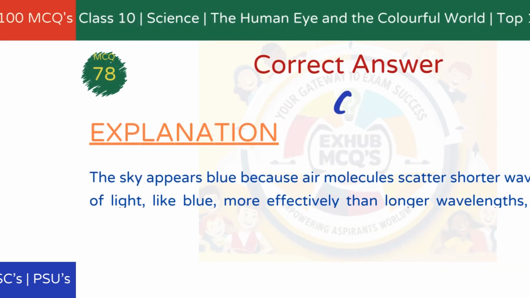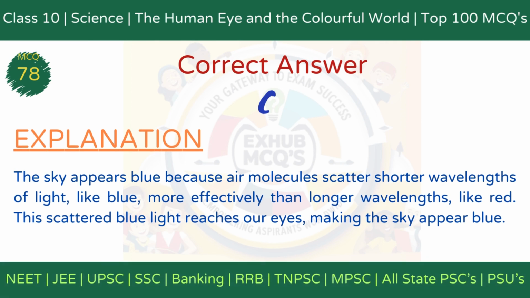The correct answer is option C, scattering of blue light. Explanation: The sky appears blue because shorter wavelengths, like blue, scatter more effectively than longer wavelengths, like red, due to their interaction with air molecules in the atmosphere.